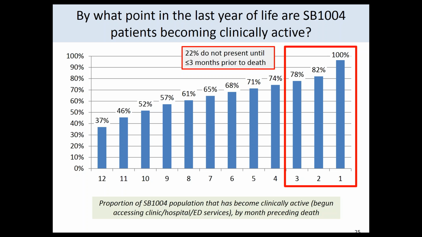And the numbers on the x-axis represent the months preceding death. So 12 is 12 months preceding death, 11 is 11 months preceding death, and so on down to 3 months, 2 months, 1 month preceding death. And what you'll see is that in this population, more than a third of them, 37%, were already using services 12 months prior to death. And that jumps up to 46% 11 months prior to death, 52% 10 months prior to death, and so on. So there's sort of a mixed message here.